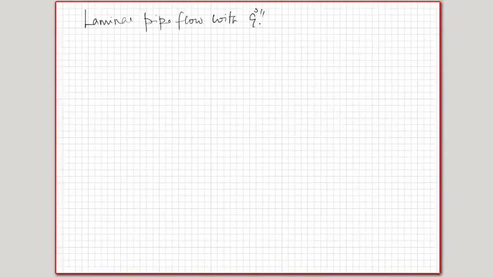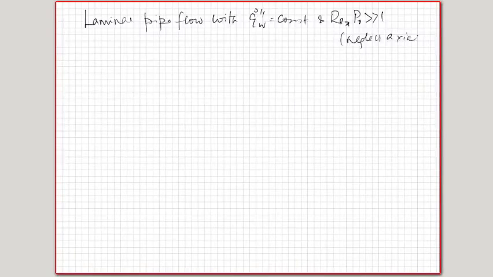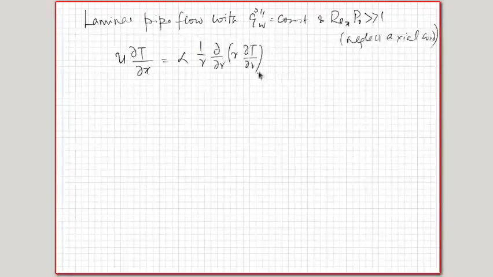Let me solve the simplest of those cases. Laminar pipe flow with q dot double prime wall constant. Okay, and Re Pr much greater than 1, so neglect axial conduction. That is, the del square T by del x square term gets neglected. So if I do this, then I get u del T by del x is equal to alpha into 1 by r del by del r of r del T by del r. Okay, so this is your governing equation.